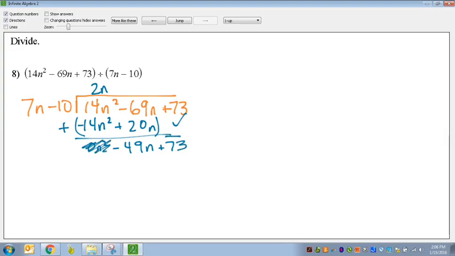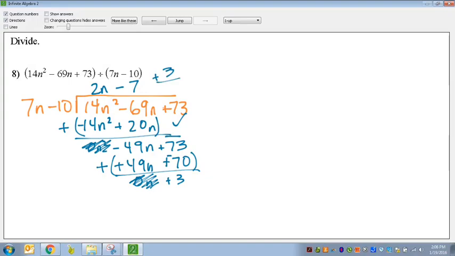0n squared goes away. And now we do it again. So 7n goes in the negative 49n, negative 7 times. So it's going to be negative 49n. And that's going to be plus 70. Change the sign, so it becomes positive 49 minus 70. So that's going to give me 0n, and that's going to give me positive 3. And so I have a remainder for this one, but my answer is 2n minus 7, and then I would put plus 3 over 7n minus 10.